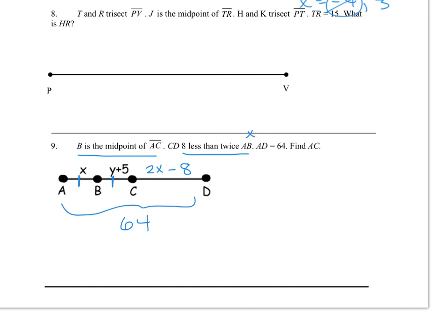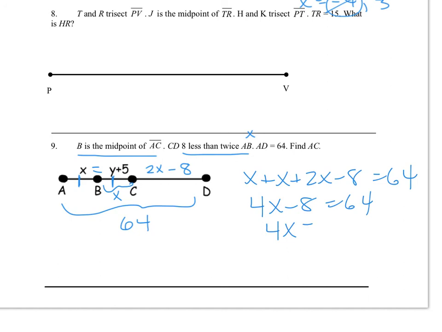Okay, well, since we know that AB and BC are congruent, we can do a couple things. We can say that x equals y plus 5 and set up a system of equations, or we can simply just call BC x, because they're the same. And then we could take all of these little segments and add them all together. x plus 2x minus 8, that all equals 64. So that gives us 4x minus 8 equals 64. 4x equals 72. And x is 18.